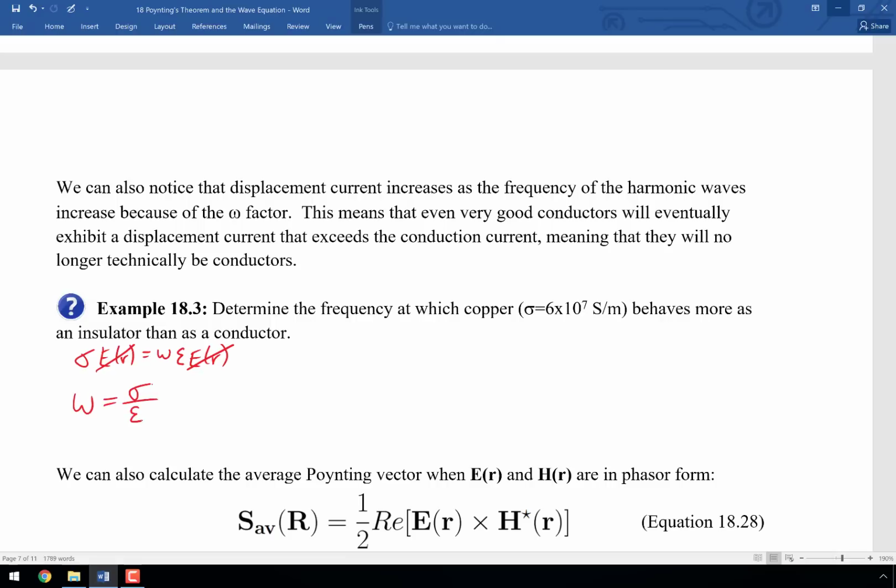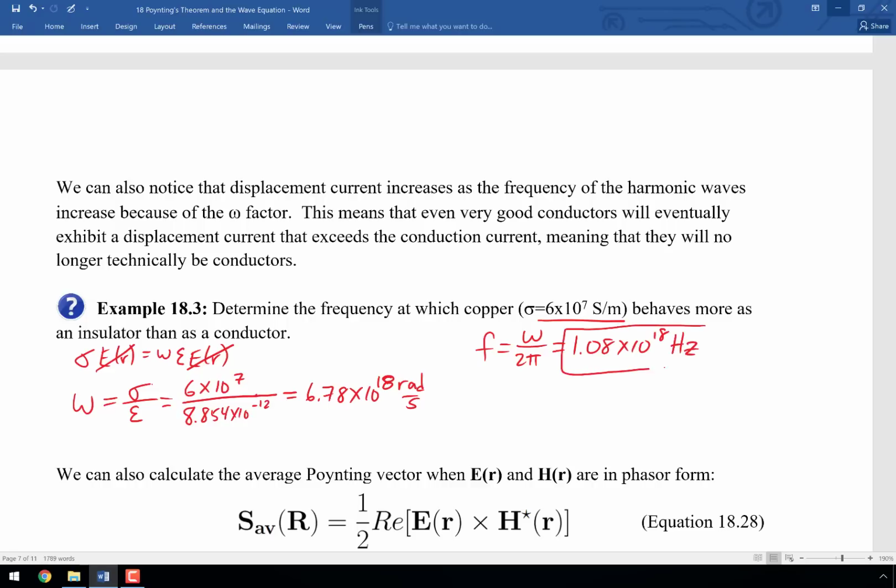Omega is sigma divided by epsilon, which in this case, we're told that for copper, the conductivity is 6 times 10 to the 7th. So it's 6 times 10 to the 7th divided by epsilon, which in this case is just epsilon 0, 8.854 times 10 to the negative 12th. All the units are consistent SI units, so I don't need to worry about them. This is 6.78 times 10 to the 18th radians per second. And so if I wanted to know the frequency, it is omega divided by 2 pi, which is 1.08 times 10 to the 18th hertz.